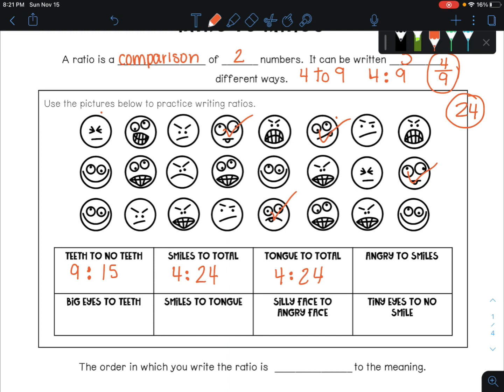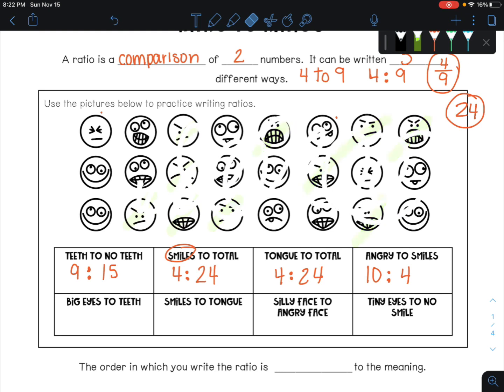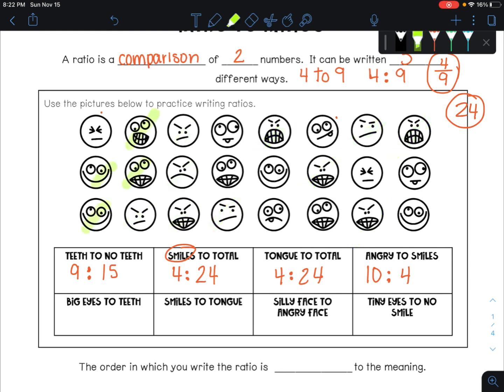Okay, angry to smiles. I would say the ones with the eyebrows are the ones that look angry. So I'm going to say 10. And then we already counted smiles. That was 4, so I'm just going to copy it from earlier. Okay, now big eyes compared to teeth. Big eyes would be the ones where the eyes look like circles. So I'm going to do 1, 2, 3, 4, 6, 7, 8, 9, 10, 11, 12. So we got 12.